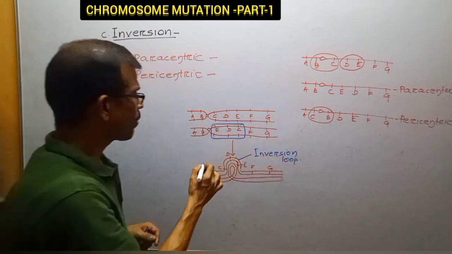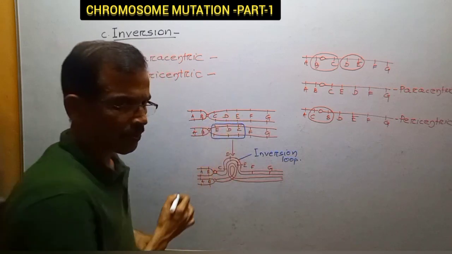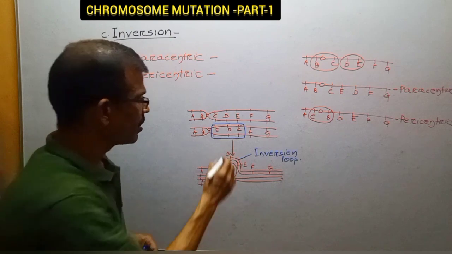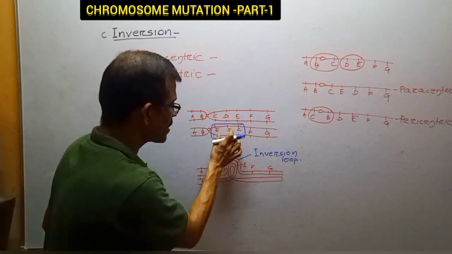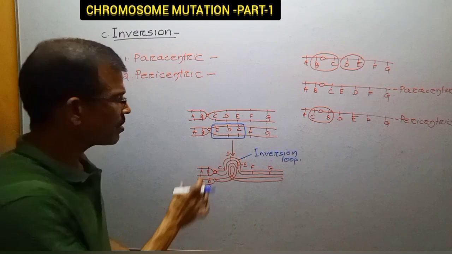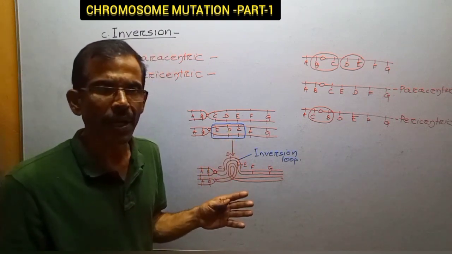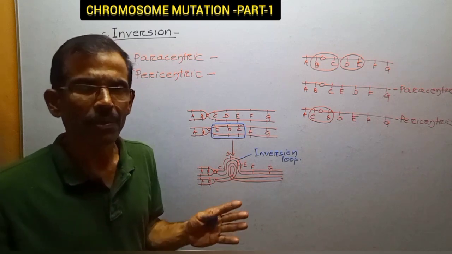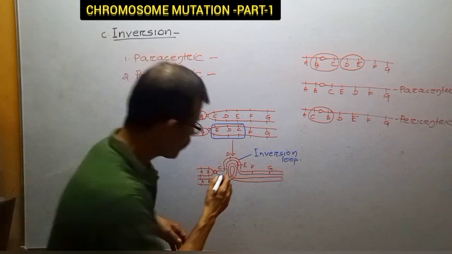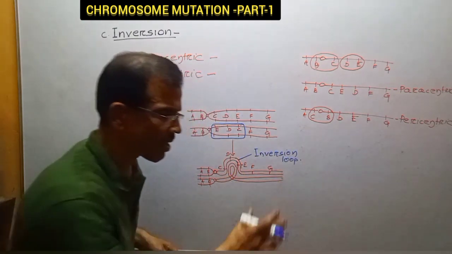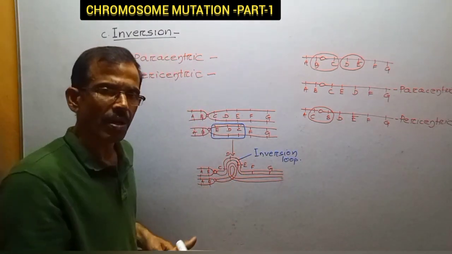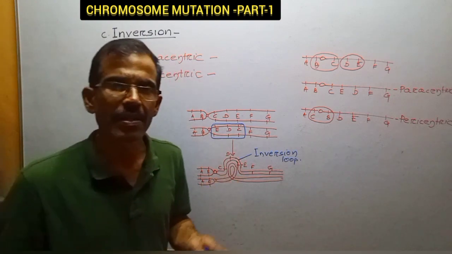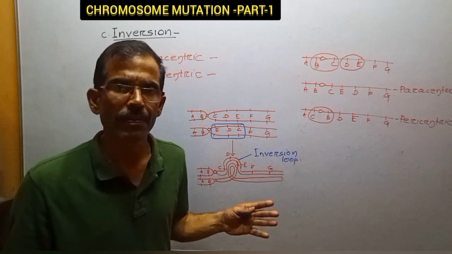In this homologous pair, this is the normal chromosome and the other chromosome has the inversion, in which this particular segment has been inverted. Because of this inversion, normal pairing is not possible. In order to ensure pairing between the homologous chromosomes, an inversion loop is formed. As a result, pairing can occur between the non-sister chromatids of homologous chromosomes, which results in crossing over.